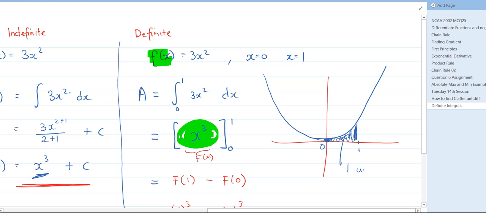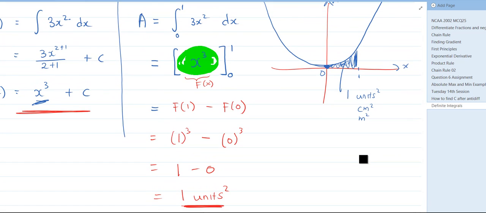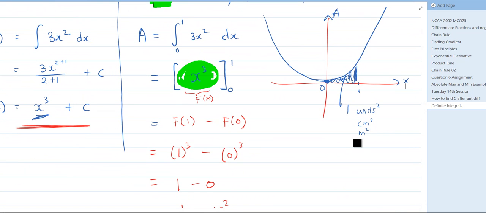I wrote units squared because I don't know what the units are. If it was in centimeters, it would have been centimeters squared. If it was in meters, it would have been meters squared. So I just don't know what my area units, or length units, are. Okay, so that's what you're really doing there. That's the definite integral. You're just substituting the endpoints in, or the interval in.